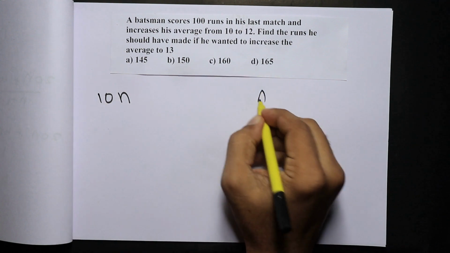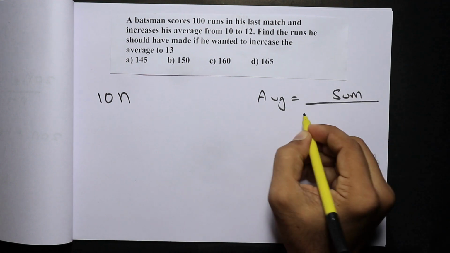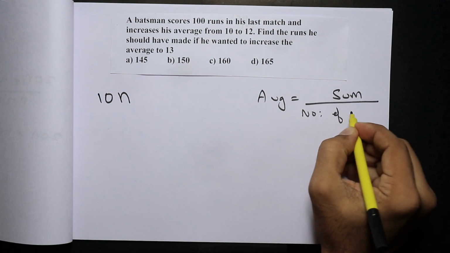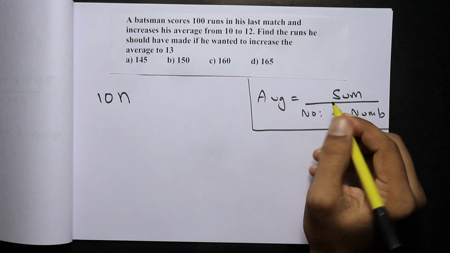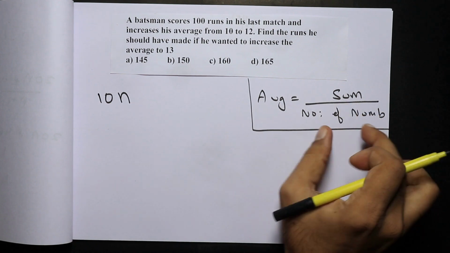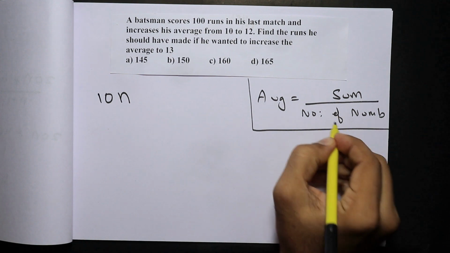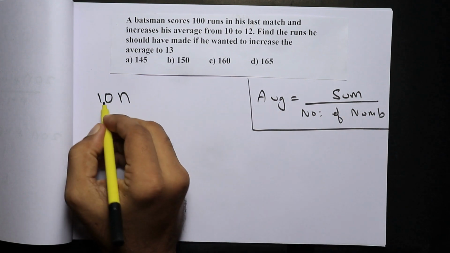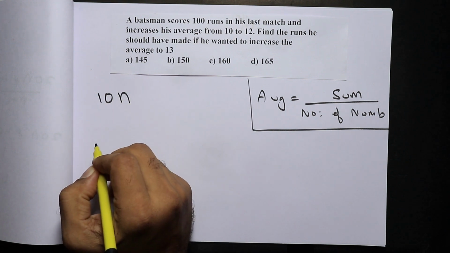That is, we have the basic formula: average is equal to sum of all the numbers divided by number of numbers. So this is a basic formula. So sum of all the runs or sum of all the numbers will be number of numbers into their average. So initially n matches into their average 10. So 10n is the total runs that he made in the first n matches.